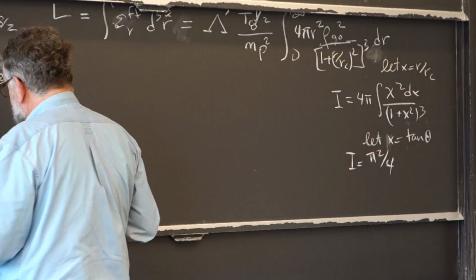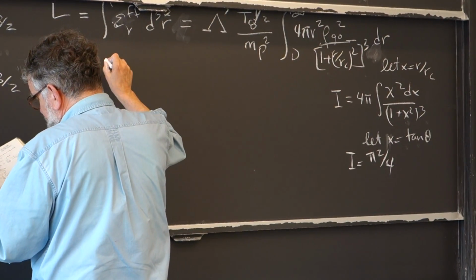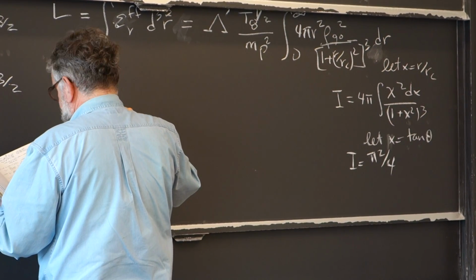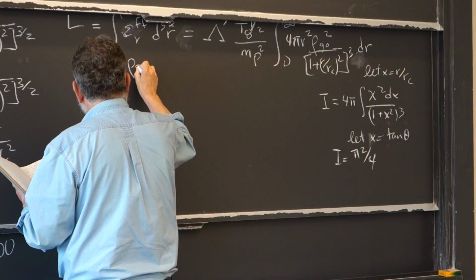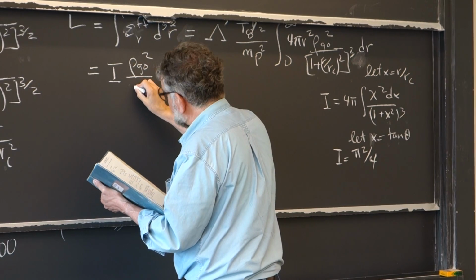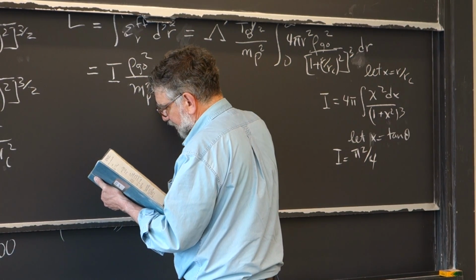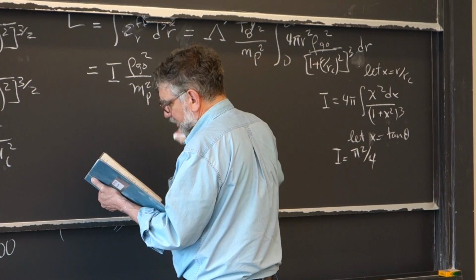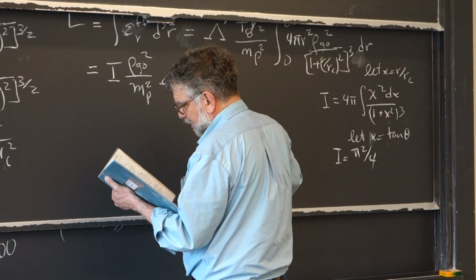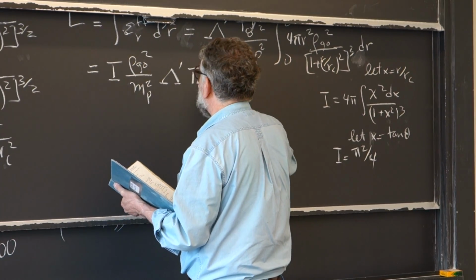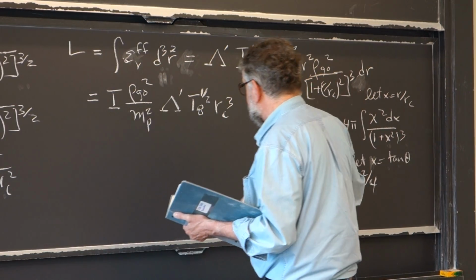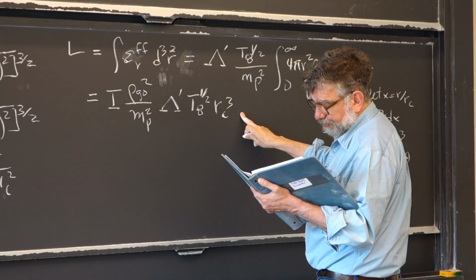What are these? Of order unity things. We take our luminosity here, and our luminosity is given by whatever our integral was I, which is pi squared over 4, rho g0 squared, we've taken it outside the integral, mp squared, mass of a proton downstairs, lambda prime, our emissivity coefficient down in front there, T8 to the 1/2, that's going to be more unity, and we had 3 powers of radius over here that we've integrated over 4 pi r squared dr, so there's an rc cubed over here.